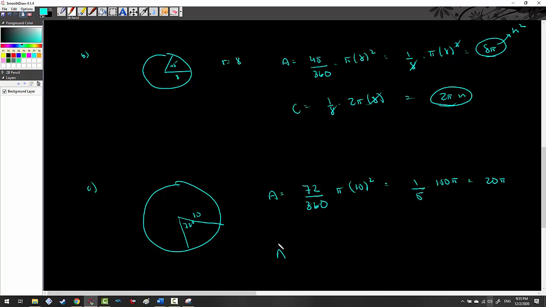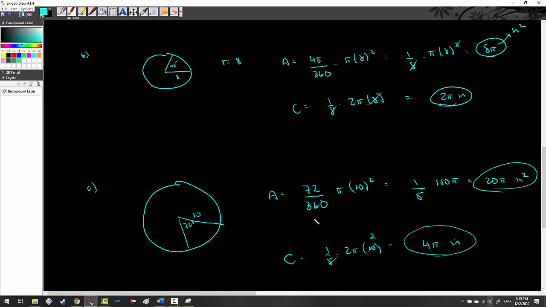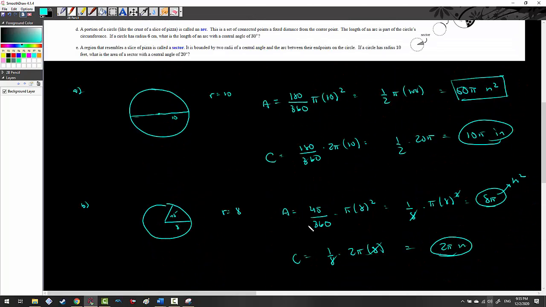Just keep doing A. The circumference of that is going to be 1/5 times 2 pi r. So those cancel, giving me 2, so I end up with 4 pi as my crust length. So again, this is inches, and this is inches squared. At this point, I'm hoping that people are starting to understand the tempo of this. Go ahead and pause it if you need to.